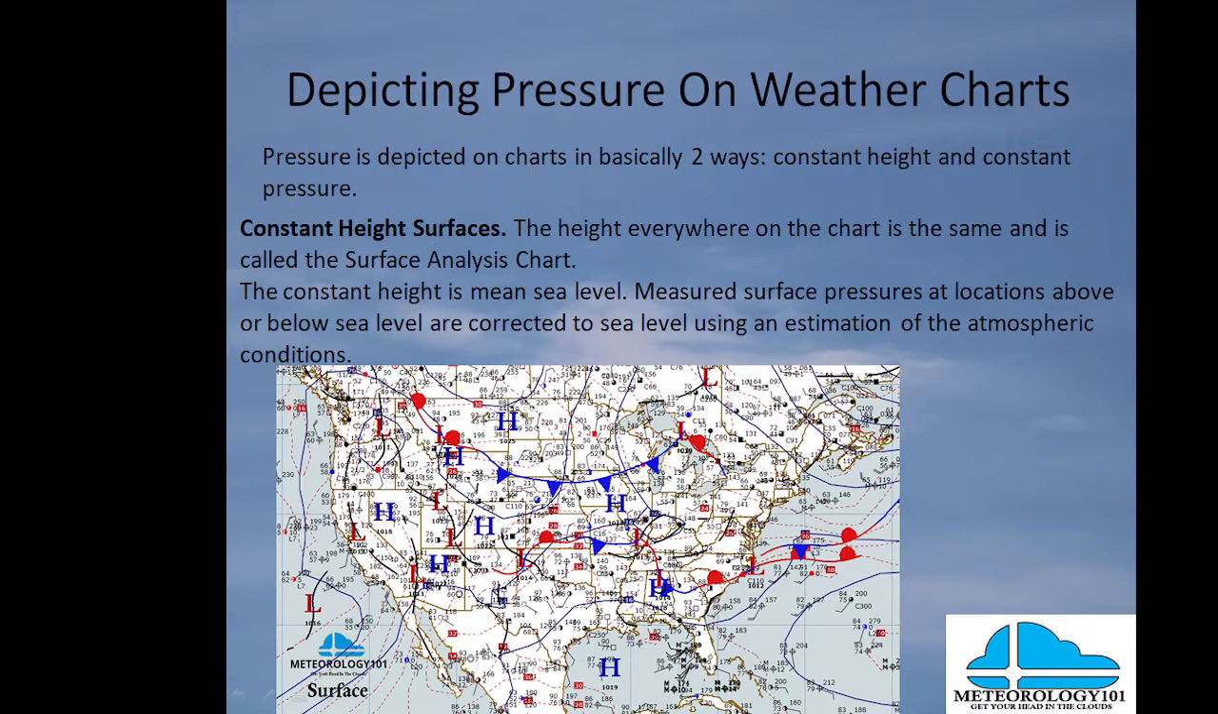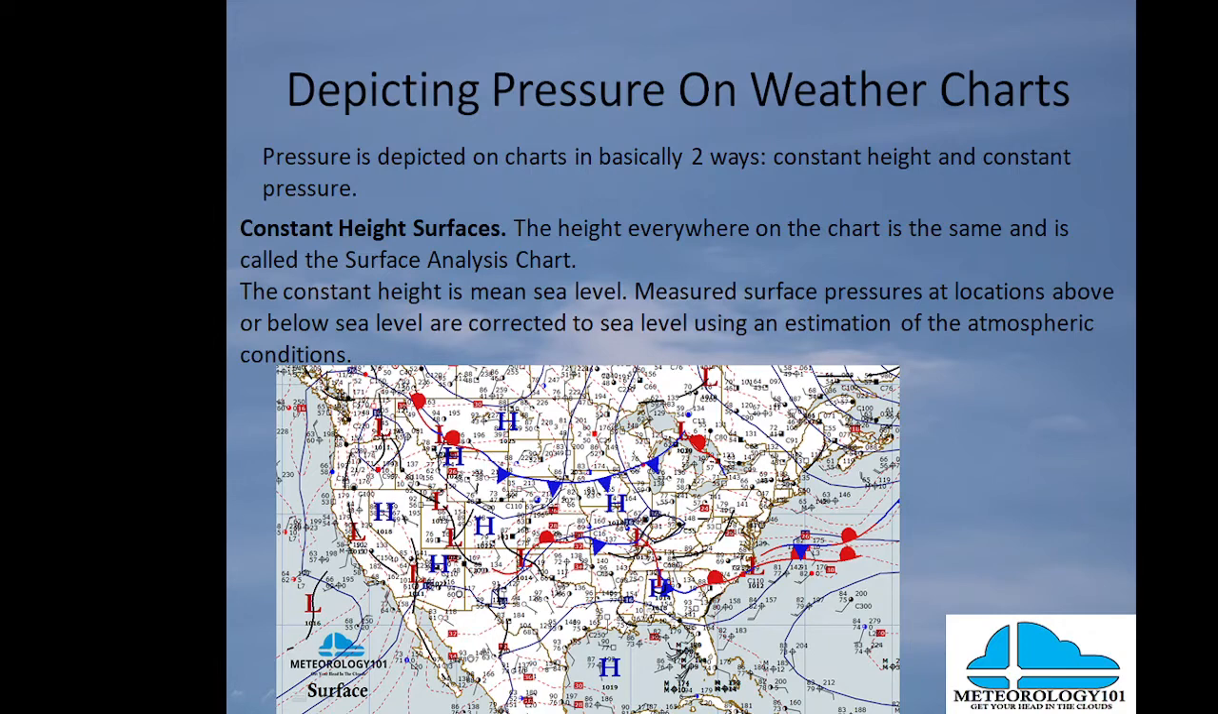So it takes the pressure at those heights, and then the heights on the 300 millibar level are lines of constant height, and you can see where your troughs and ridges are and what kind of upper level support you have for the surface system. So for constant height surfaces, the height everywhere on the chart is the same. It's called the surface analysis chart. So that's a constant height surface.